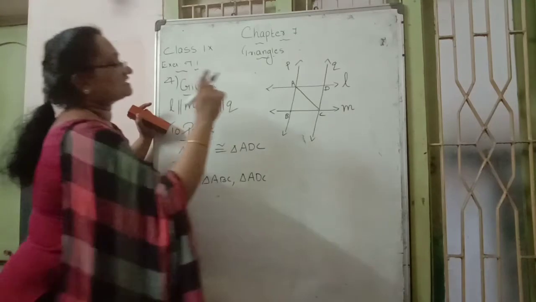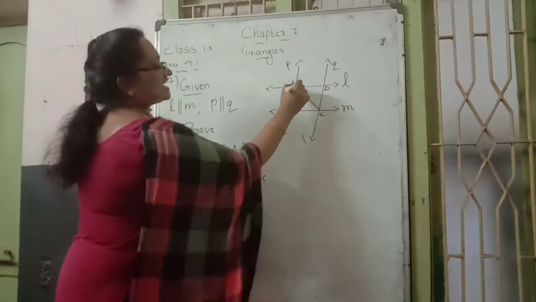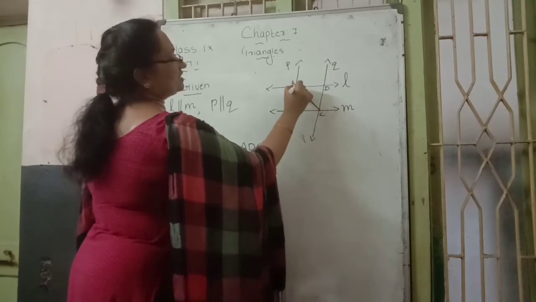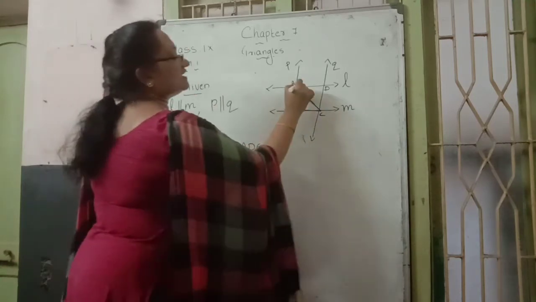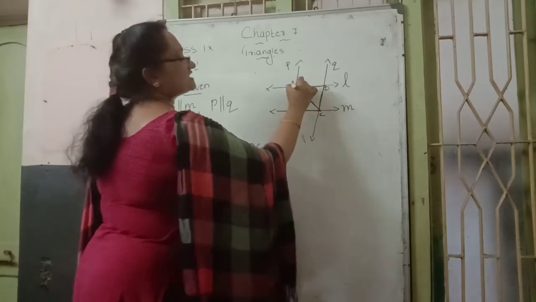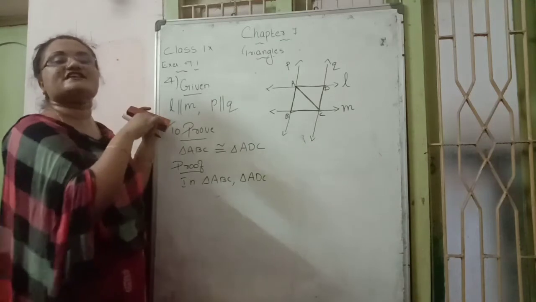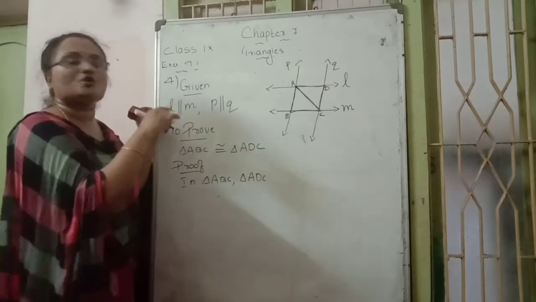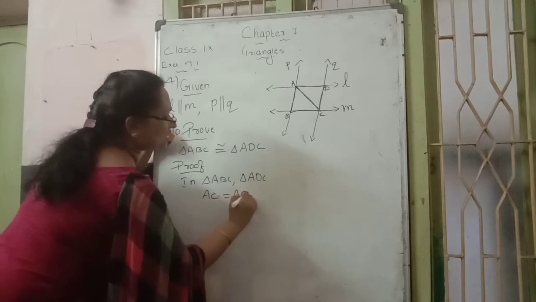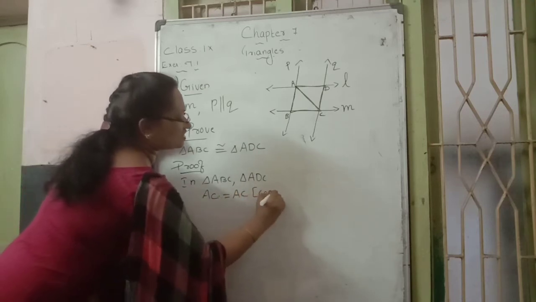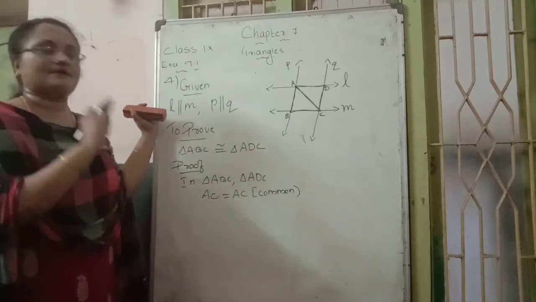Then what are the three conditions? We can say AC side is included in the first triangle ABC. In triangle ADC, there also AC side is included. So AC side is common for the two triangles. First condition is AC side is equal to AC side. It is a common side. First condition completed.